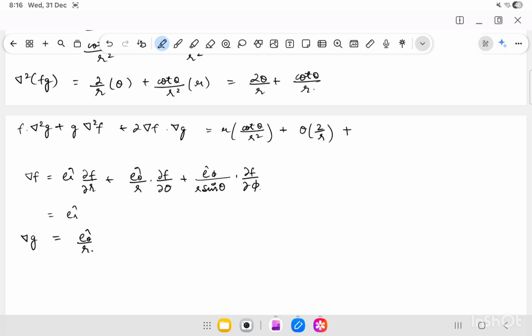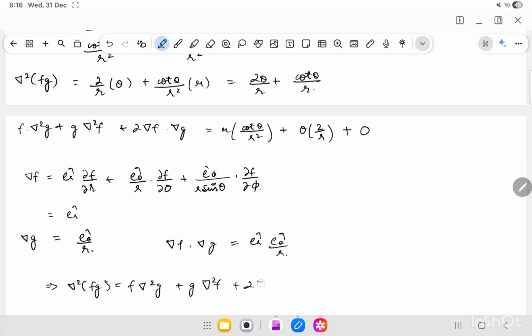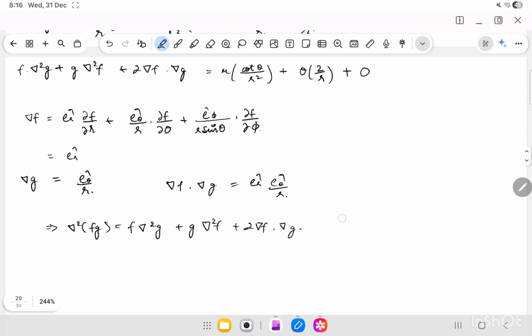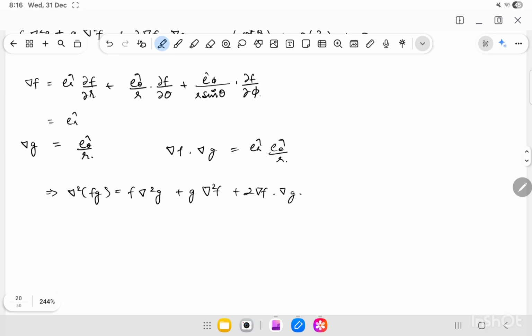Now if I evaluate del f times del g, it will be equal to e r cap times e theta cap by r, which will be 0 only because these two directions are at 90 degrees to each other, so this term reduces to 0. So from here we got that del square of fg will be equal to f times del square of g plus g times del square of f plus 2 times del f dot del g. So we have proved the given relation for a specific example as well. Let's move on to discuss the next question.